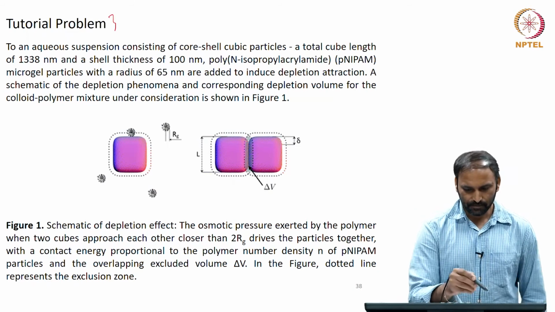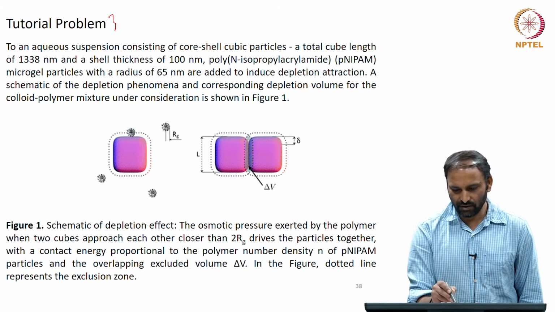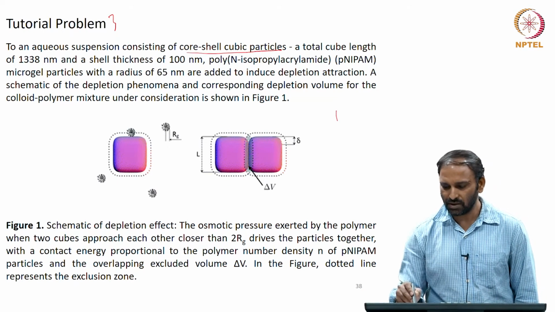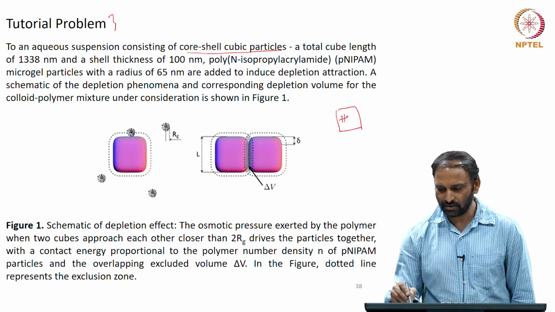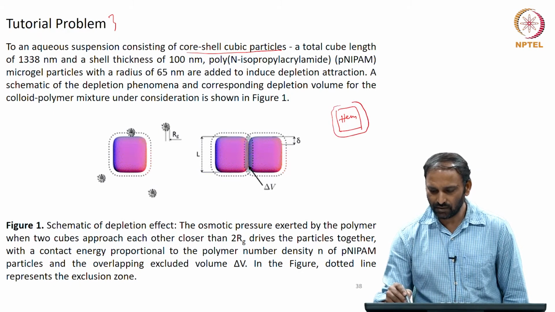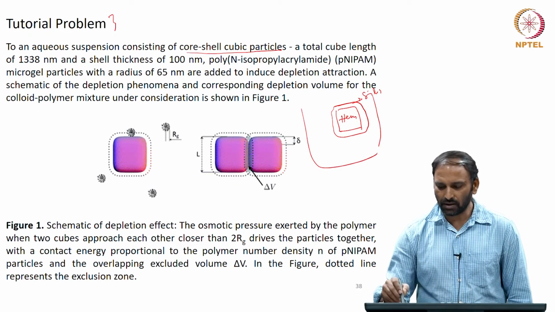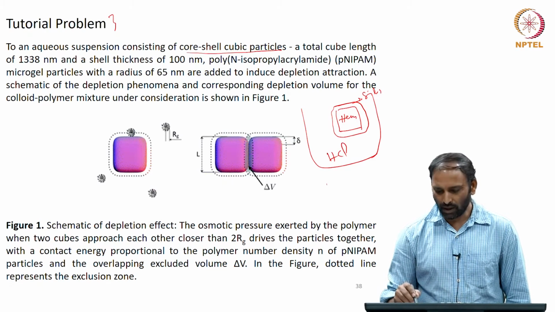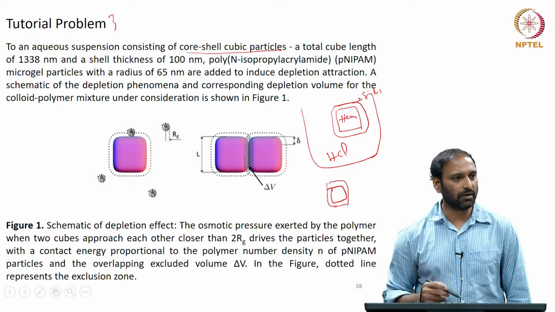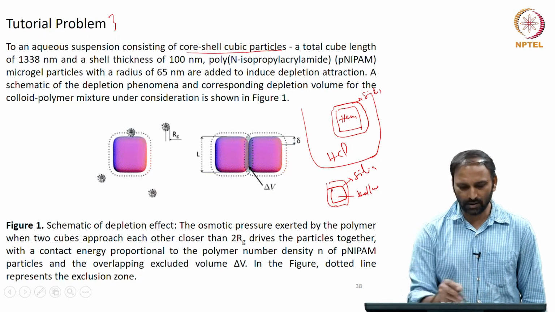It's a tutorial problem. To an aqueous suspension consisting of, these are actually core-shell cubic particles. So what they do is they form a particle made of hematite, and then they coat it with a layer of silica. Then if you put these particles in HCl solution, you can remove the inner core, and you get a core-shell particle. This is hollow, and that is silica. So it is a core-shell cubic particle.